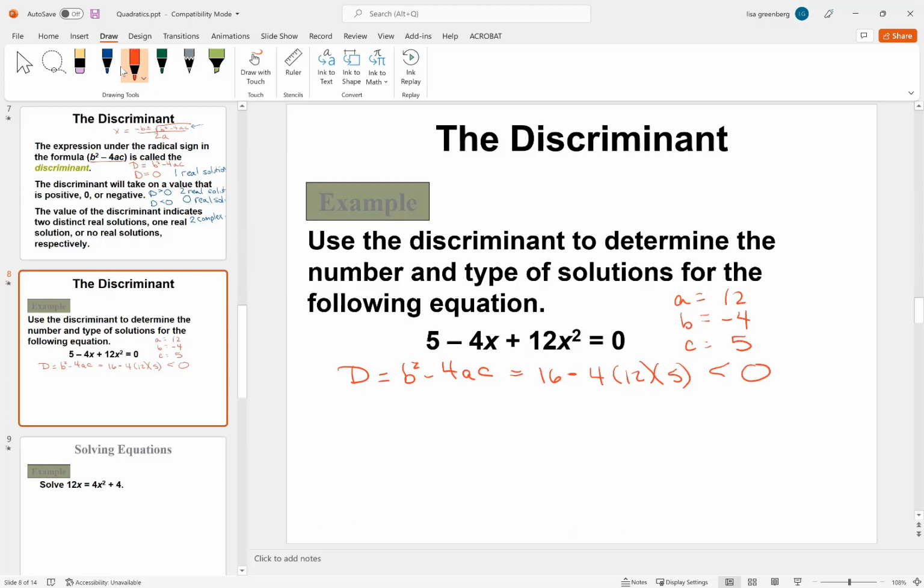Because 4 times 12 times 5 is way bigger than 16. So since we know that the discriminant is less than 0, it's going to be negative, and the square root of a negative number is complex. So what I have is 0 real solutions, or I could say 2 complex.